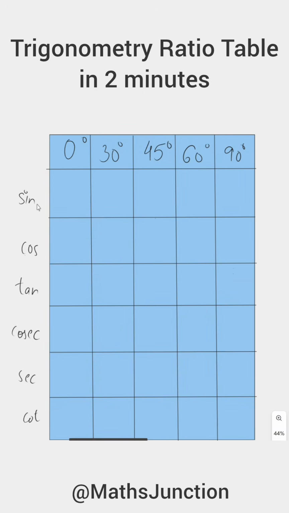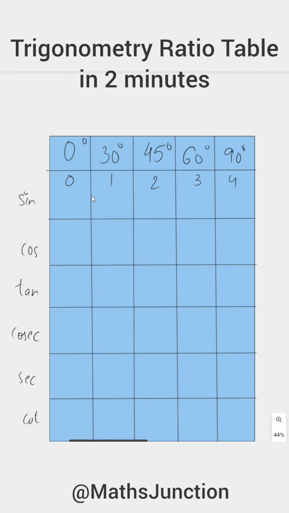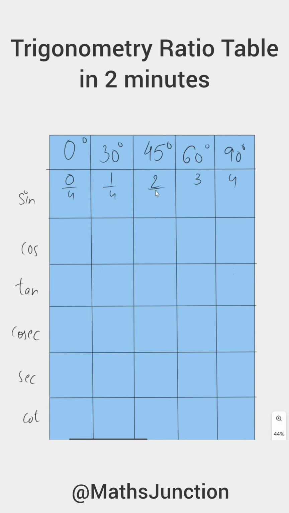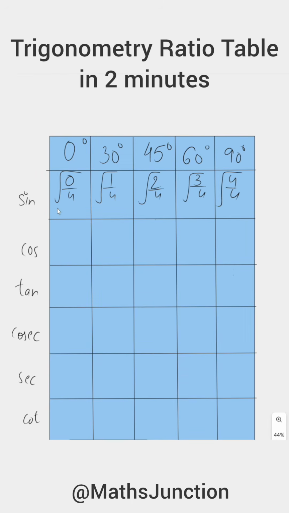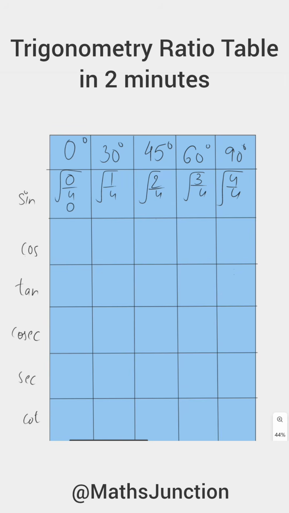We will calculate the values of sine, then accordingly we will calculate the values of other trigonometric ratios. So let's start. Write the counting from 0 to 4. Then divide the values by 4 and take their square roots. Let's calculate. 0 upon 4 is 0, square root of 0 is 0.